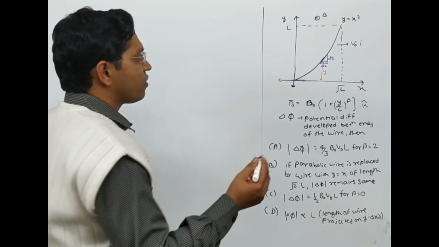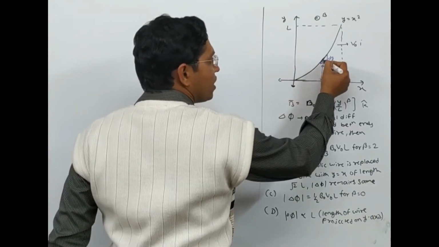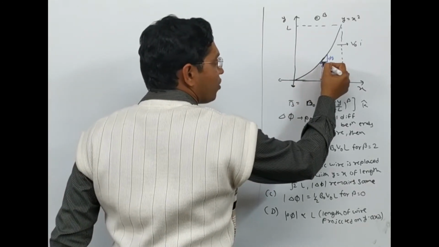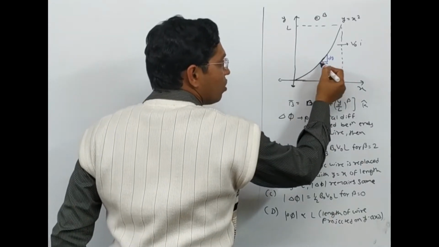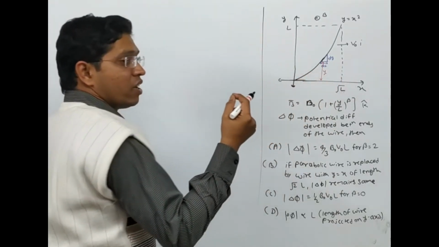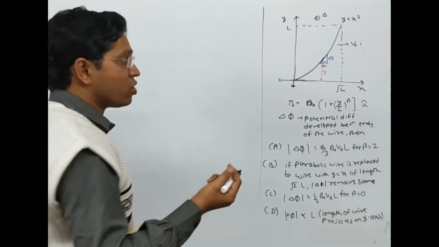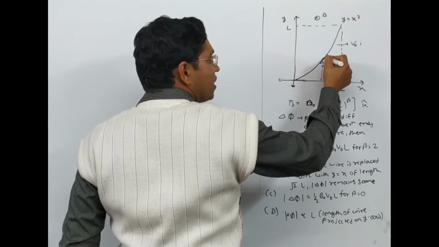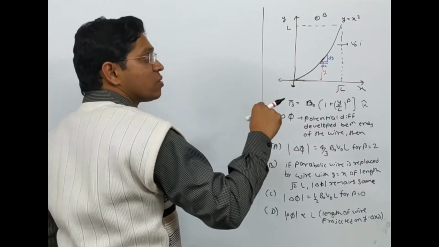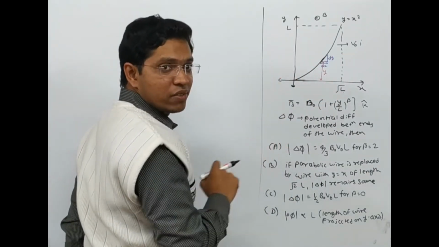Now if you see carefully and take some small elemental part of this, it will have two components. One will be along this, one will be along this. So the part along this will not have any effect in the induced EMF. So only this dy part of the small elemental length dl will be responsible for the induced EMF in it.